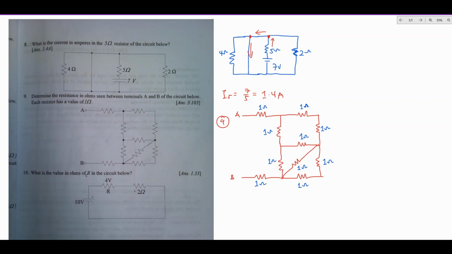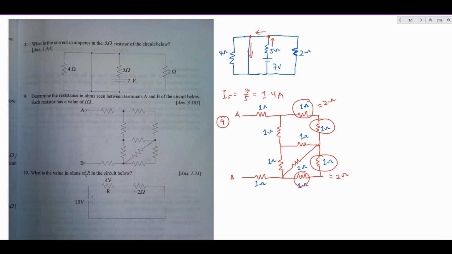Okay, this looks a little complicated, but let's look at how we are going to solve this. From here you can see that this 1 ohm here and this 1 ohm resistor are in a series connection. Same for this 1 ohm and this 1 ohm, right? So you can combine those two. This becomes 2 ohms, and this also becomes 2 ohms. Are there any others that are in series? No, I don't think so. So let's continue.